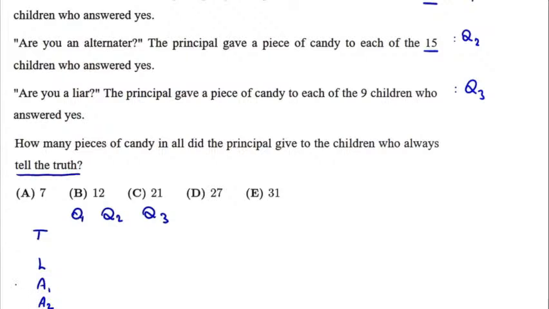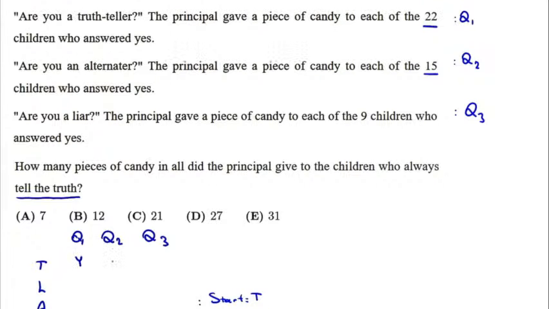Alternator 1 starts with L. So here start is, for example, truth, they tell truth for the first one. Alternator 2 starts with lie. Okay, so let's work on truth teller. Q1, the truth teller always tells the truth. So Q1, let's consider, are you a truth teller? They say yes. Are you an alternator? No, because they tell the truth. Are you a liar? No.